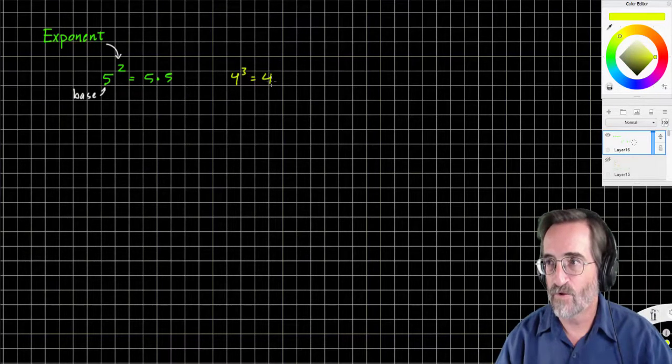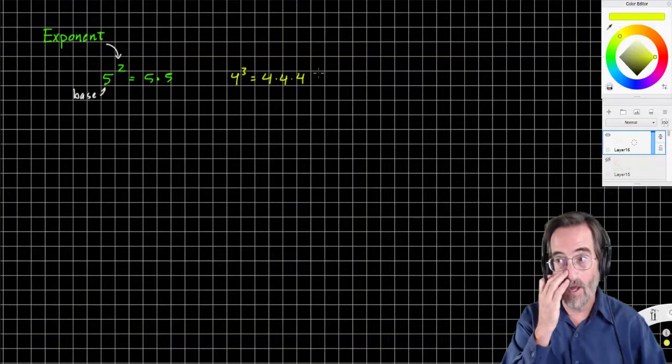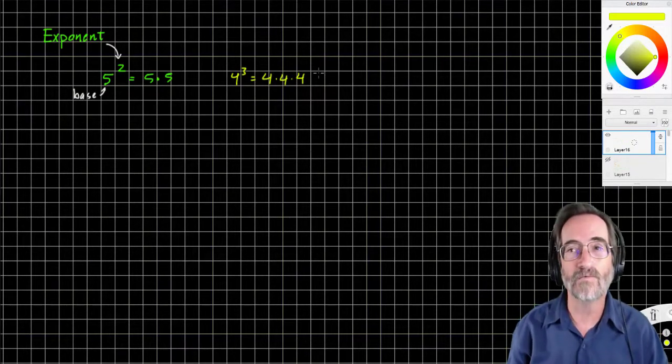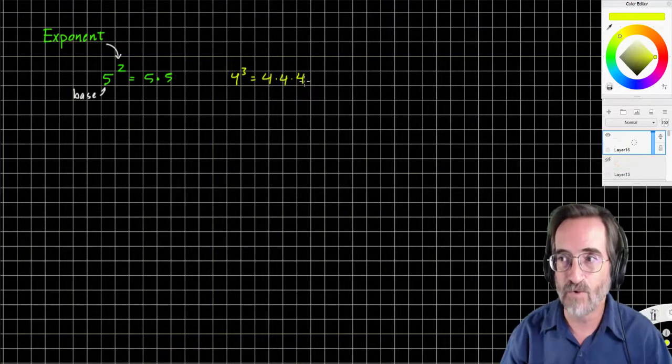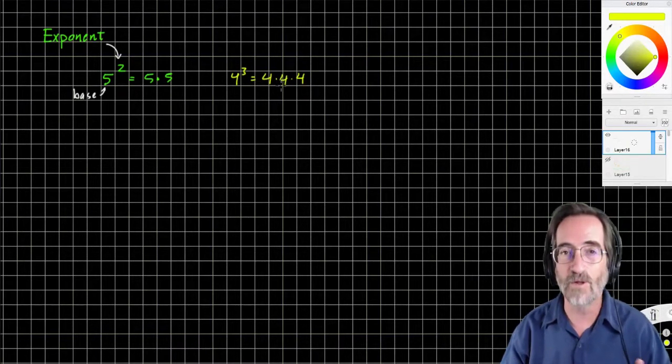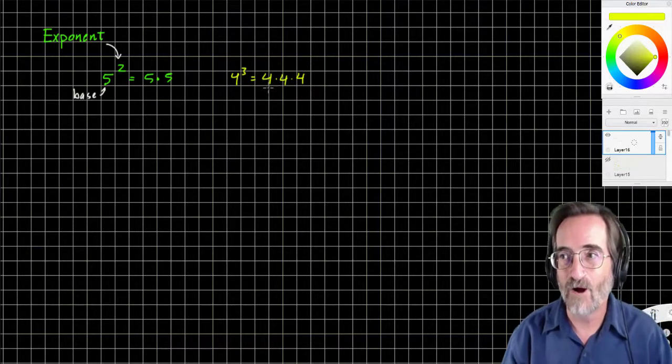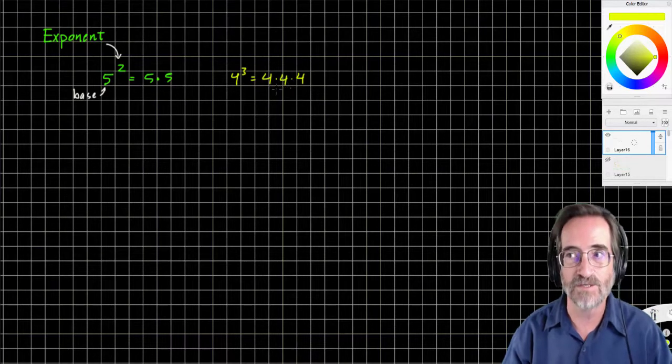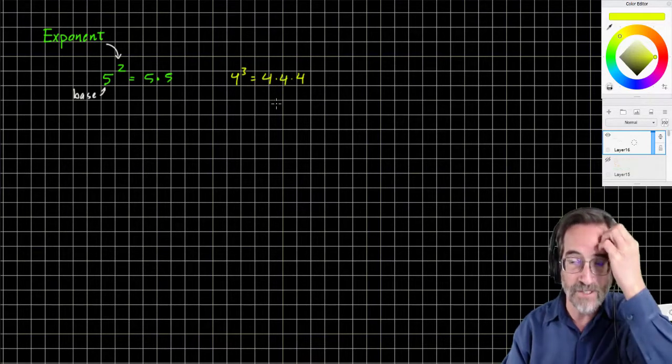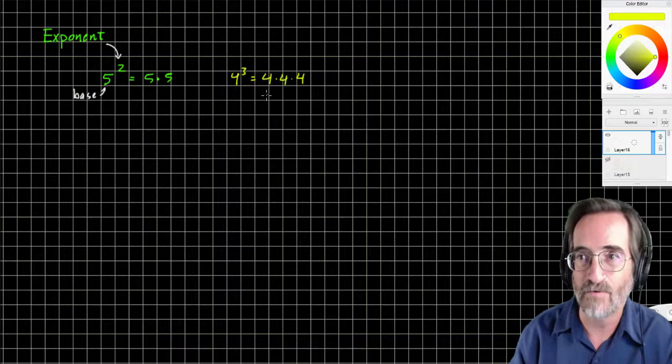Another example, I could do 4 to the third. That means 4 times 4 times 4. Now I want you to notice something. 3 is not part of the calculation. It's 4 times 4 times 4. Nowhere do we multiply by the exponent 3. The 3 simply tells me how many times the 4 appears as a factor in the product, and how many times it gets multiplied by itself.